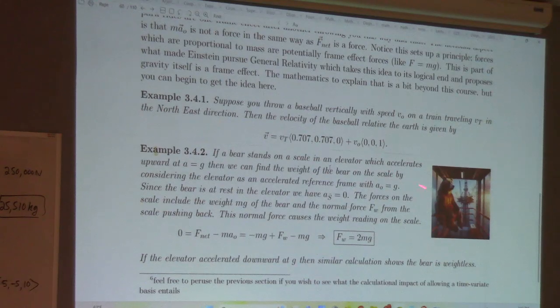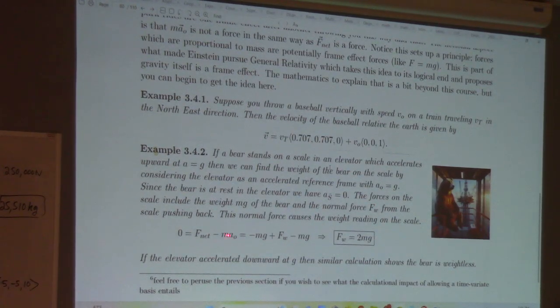We have a bear standing on a scale in an elevator, which accelerates upward at acceleration g. We find the weight of the bear on the scale, considering the elevator is an accelerated frame of reference with acceleration g. So relative to the frame of reference that co-moves with the elevator, the bear's acceleration is 0. It's just sitting there in the elevator, right? But the forces on the bear include the force of gravity, but also the force of the scale. The scale pushes up on the bear, gravity pushes down, right? And so the normal force is that scale force in this case.